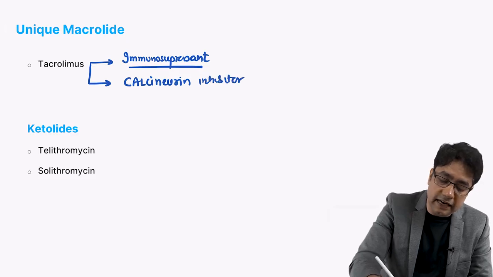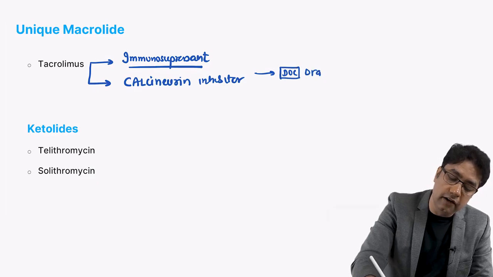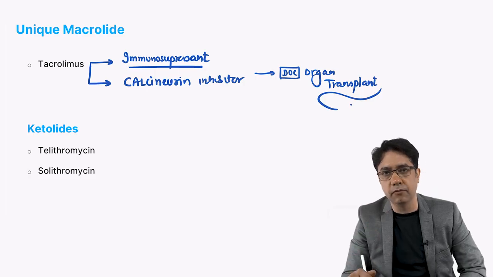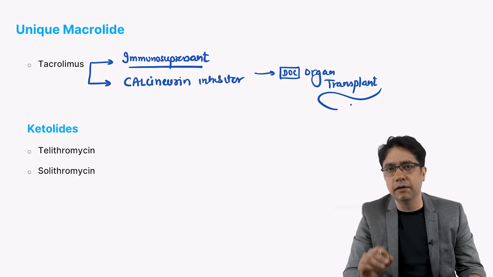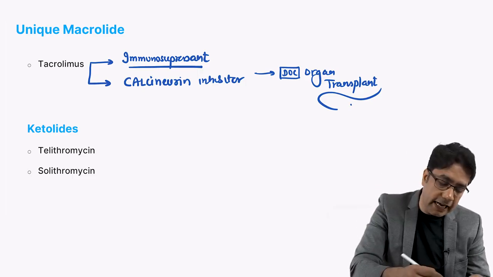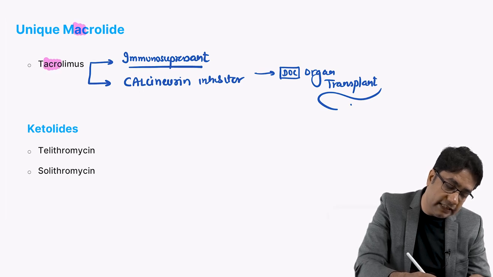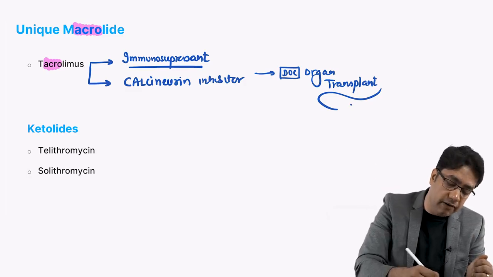Because of this reason, at today's time, it has become the drug of choice for organ transplant people, because in organ transplant, we have to reduce immunity of the body. One question comes, what is tacrolimus? You will answer, tacro, the "macro" word is coming. Tacrolimus is a type of macrolide antibiotic.